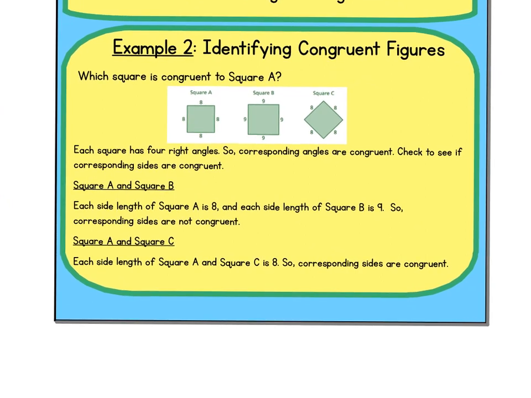What square is congruent to square A? Remember that we said that the sides and the angles need to be the same in order for them to be congruent. It says each square has 4 right angles, so corresponding angles are congruent. Check to see if the corresponding sides are congruent. So with A, square C would be the one that's congruent because it has the same side lengths.